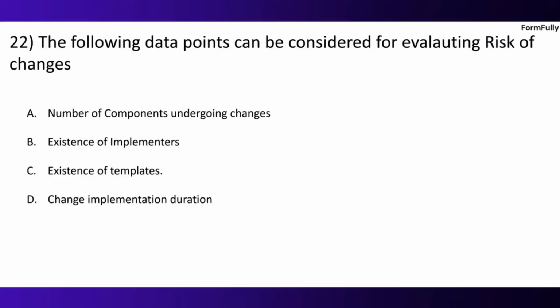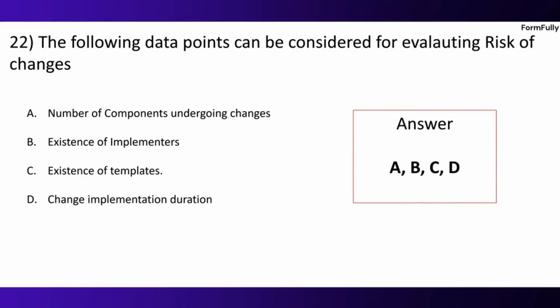Question 22. The following data points can be considered for evaluating risk of changes. Option A, number of components undergoing changes. Option B, existence of implementers. Option C, existence of templates. Option D, change implementation duration. And the correct option is A, B, C, D.